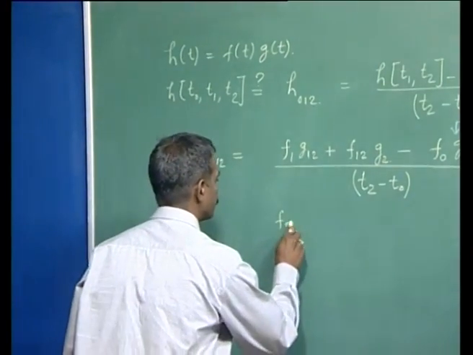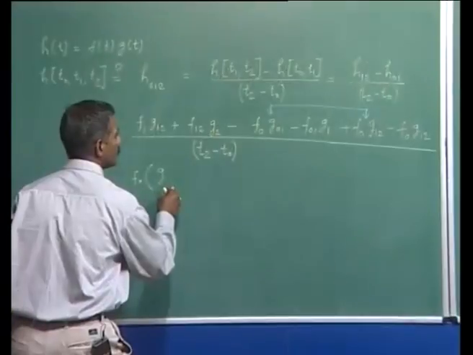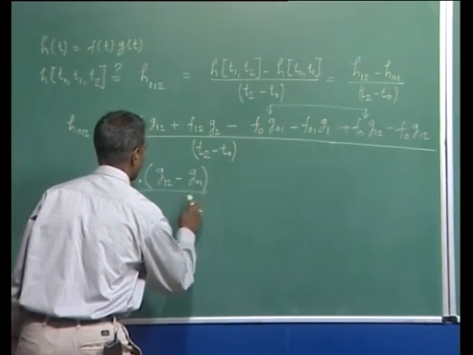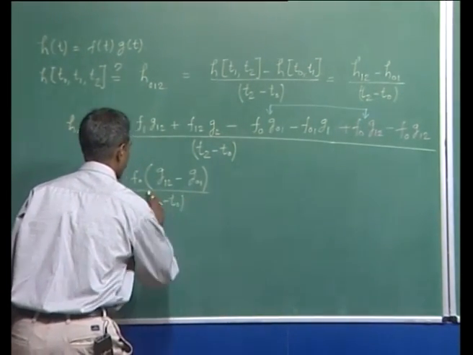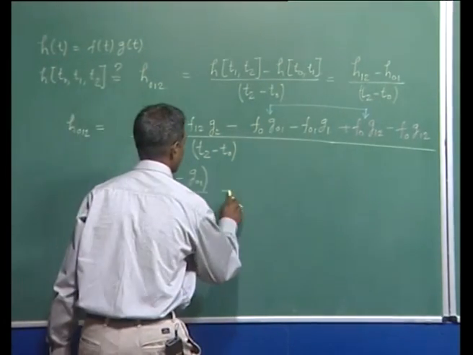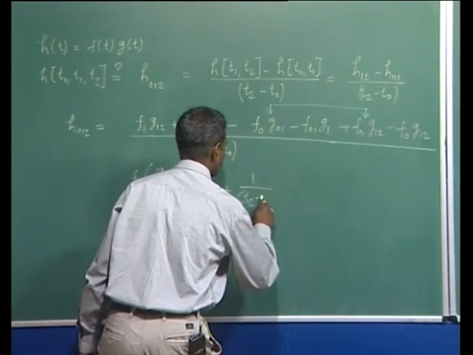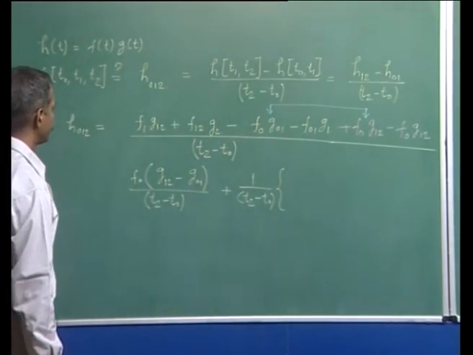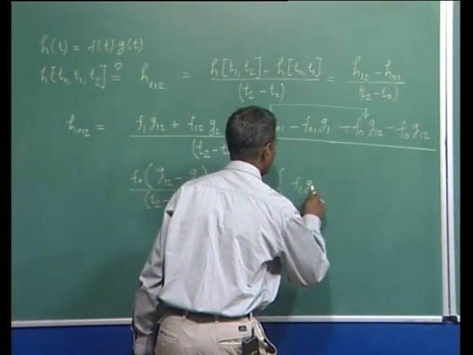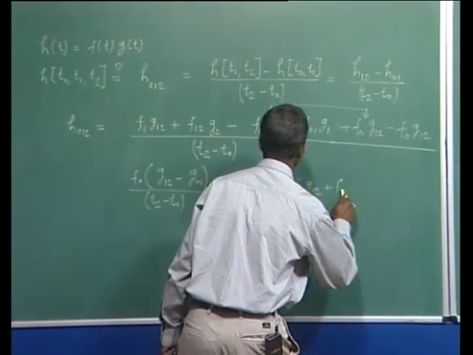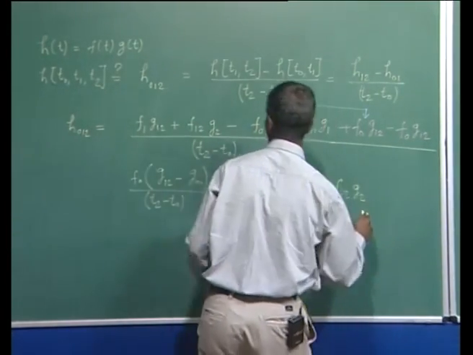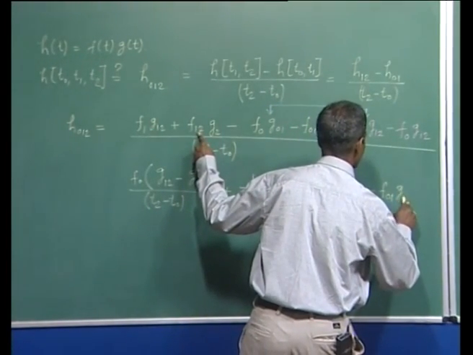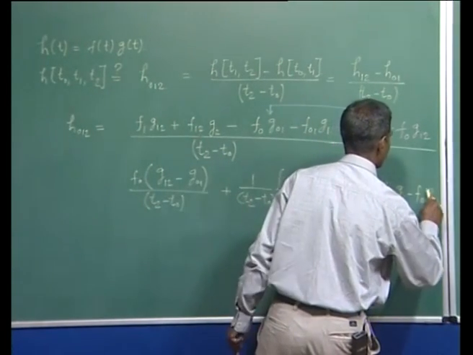I have F of 0 G 1 2 minus G 0 1 over T2 minus T0, plus 1 over T2 minus T0 times whatever is left: F1 G12 plus F12 G2, this term here, minus F01 G1 minus F0 G12.